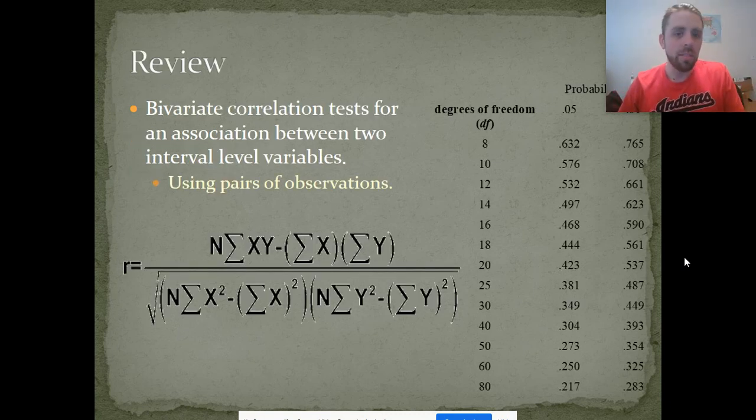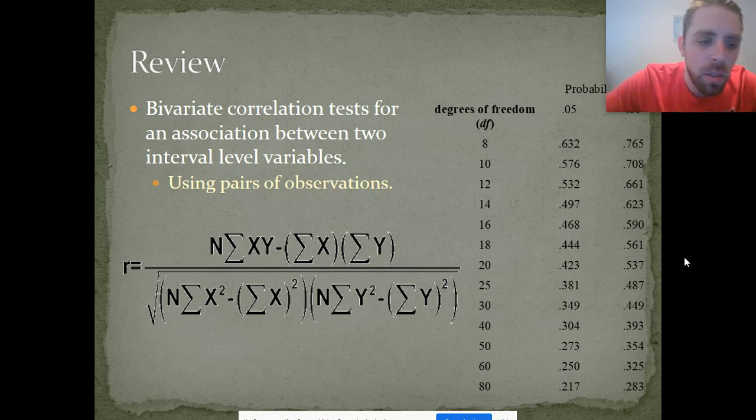Anyway, let's start with our review. Bivariate correlation, we established tests for whether or not there is an association between two interval level variables. And it did so by using pairs of observations. The gist of bivariate correlation is trying to quantify what happens to y given a change in x. As x is increasing, does y also increase? Does it decrease? Does nothing happen at all? And we did so using the Pearson's product moment coefficient.